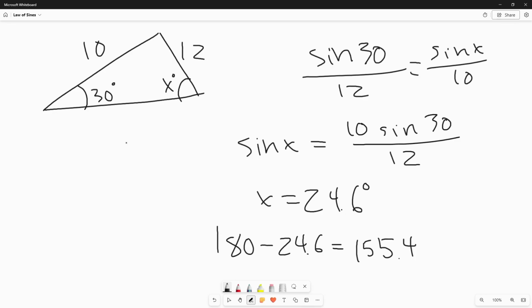So how to do that is we add the angles together. So 30 and 24.6 is around 55 degrees. So yes, this can fit in the triangle. However, if we do 30 plus 155.4, that's over 180 degrees, which is the total amount of degrees in the triangle. So this is not a possible answer, and 24.6 degrees is our only answer.